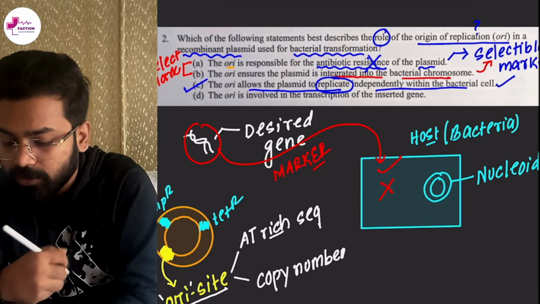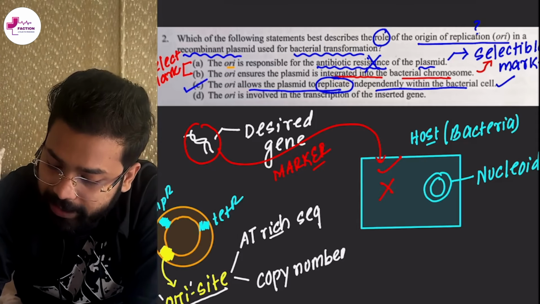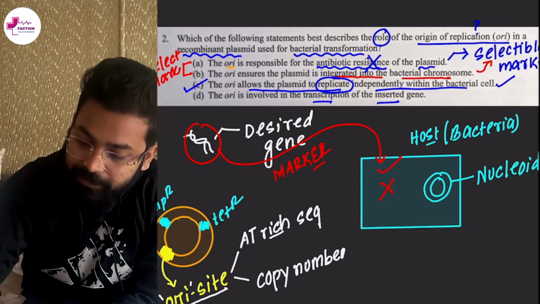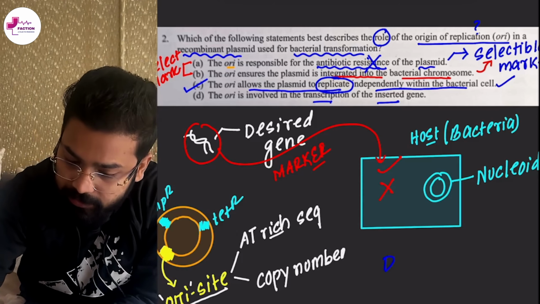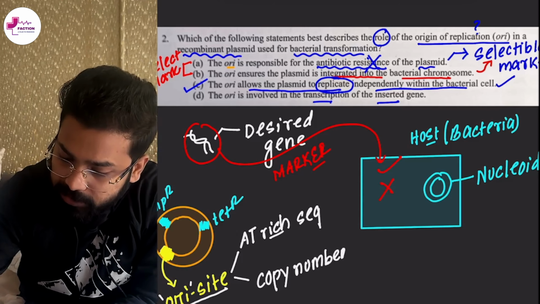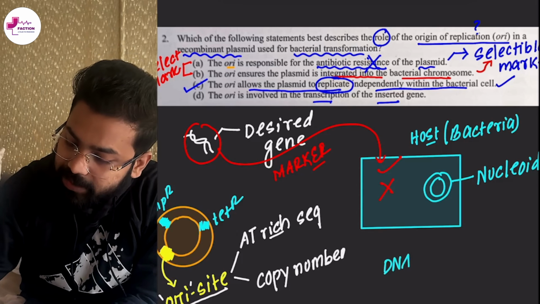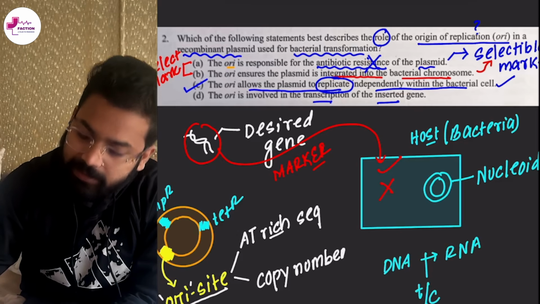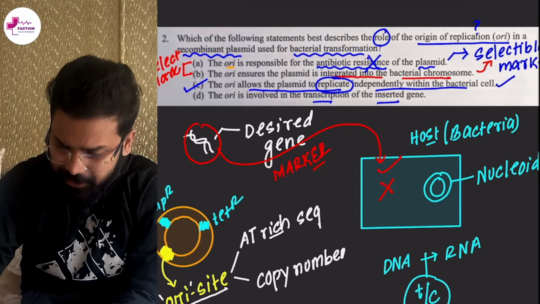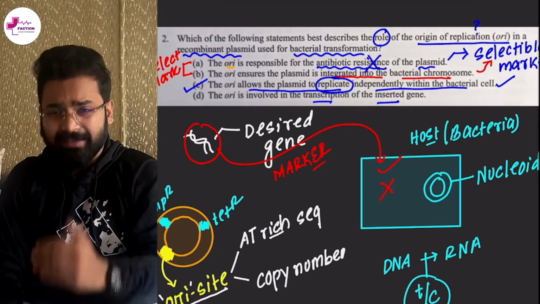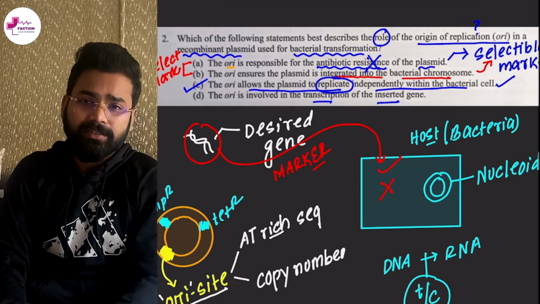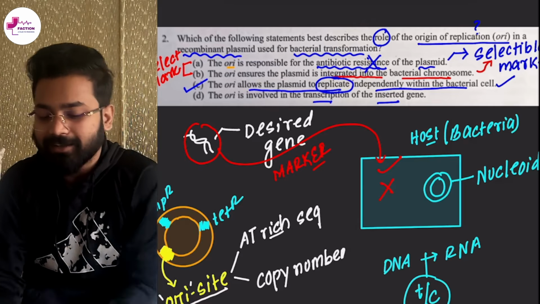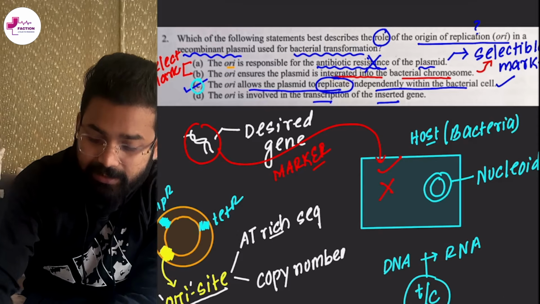Now let's take the fourth option. The fourth option says ORI is involved in transcription of the inserted gene. No. Transcription simply means DNA to RNA. This is what transcription indicates. Transcription is done by a different enzyme called DNA dependent RNA polymerase. The ORI site starts the process of replication. So here the correct answer would be option C. Thank you.